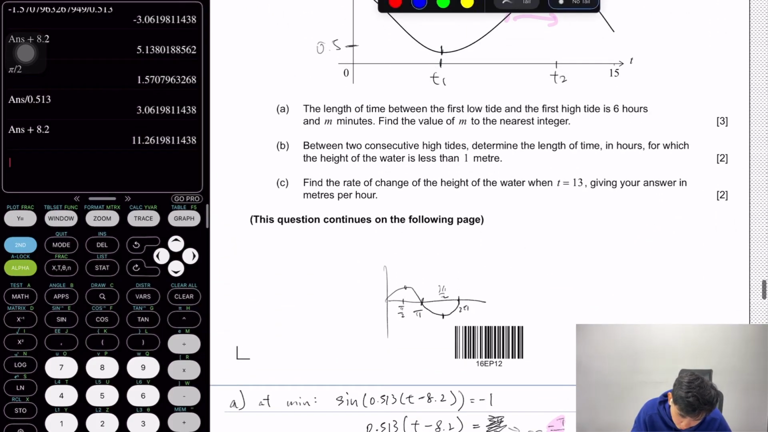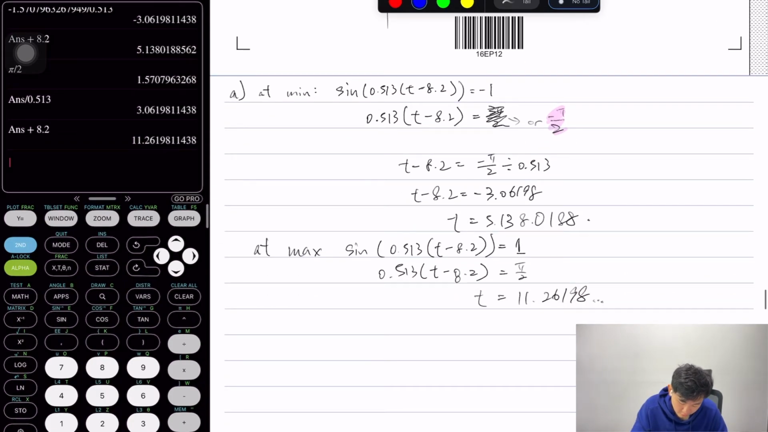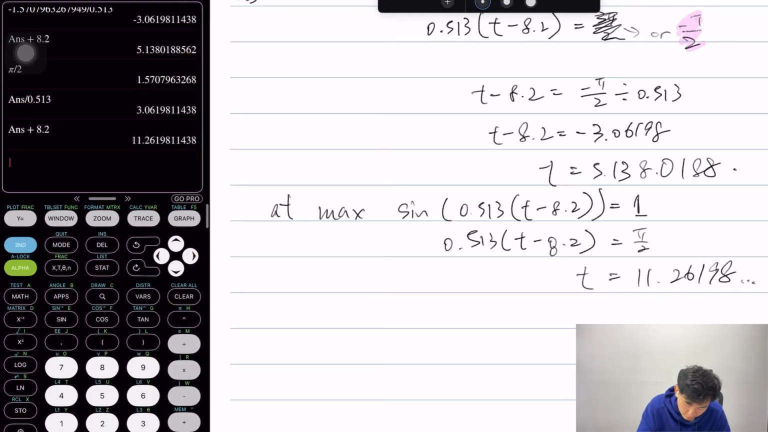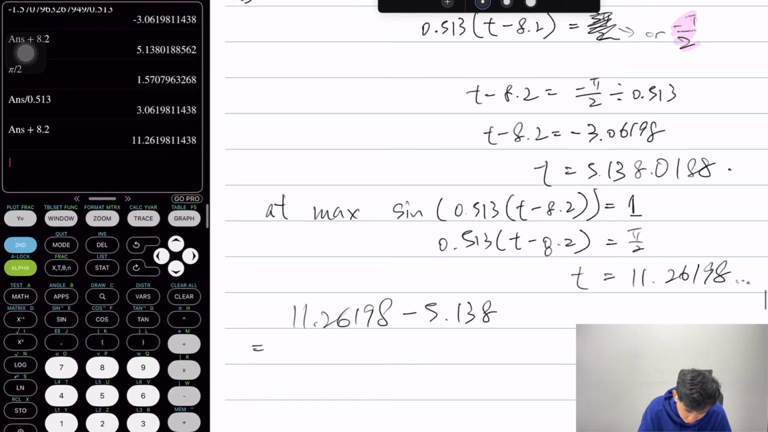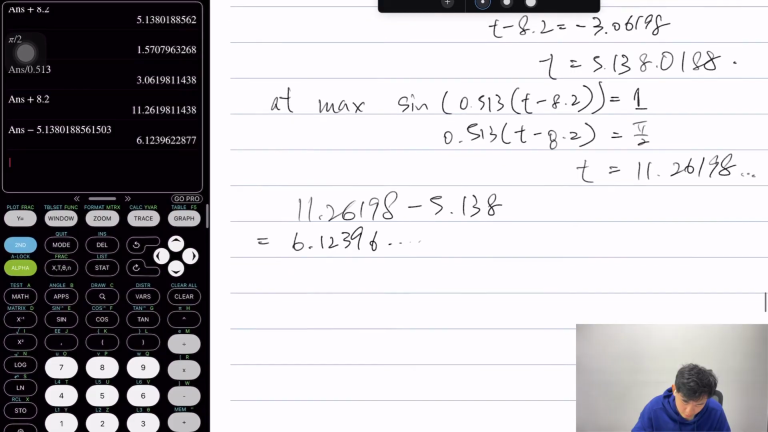And what is it asking for? They're asking to find the high tides and low tides is 6 hours and 10 minutes. So we figure out the difference first. 11.26198 minus 5.138. That equals, I'm subtracting 5.13, that's actually 6.12396.